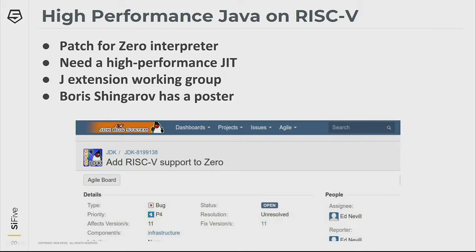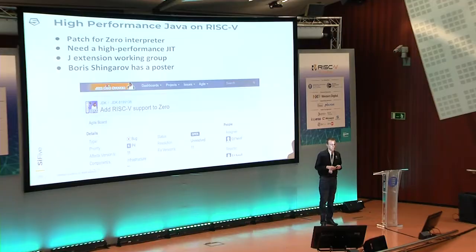There's a patch now for the Zero interpreter, which is OpenJDK, so it's the real Java. It's just quite slow. And we need a higher performance run to actually be able to run in kind of real complicated workloads. There's a working group to design the J extension. The J extension's for JITs. That's spun up now. It's run by Martin Moss, who's from Berkeley.